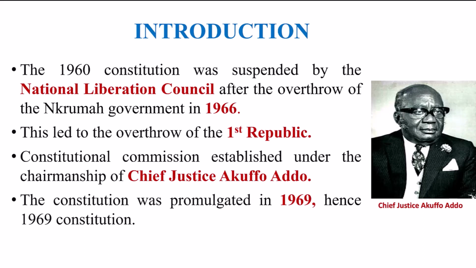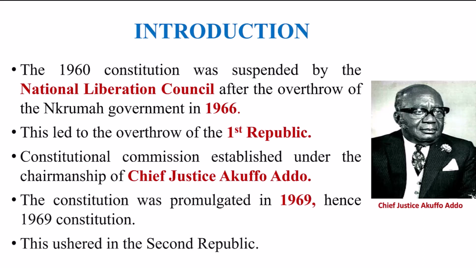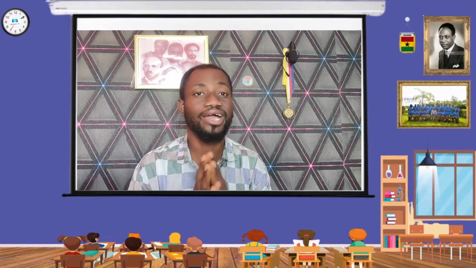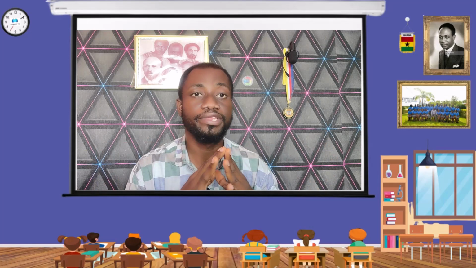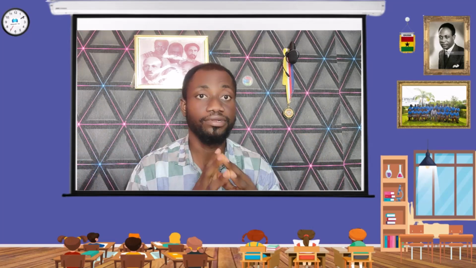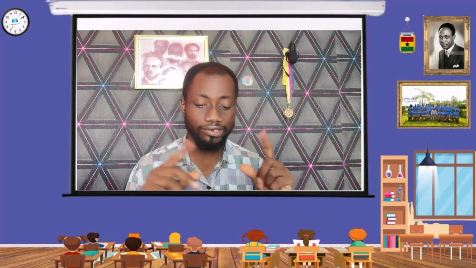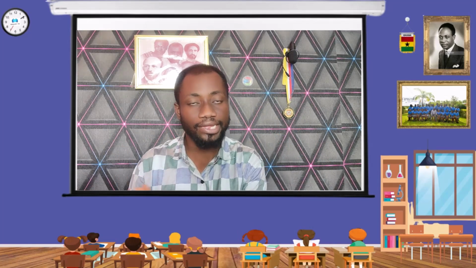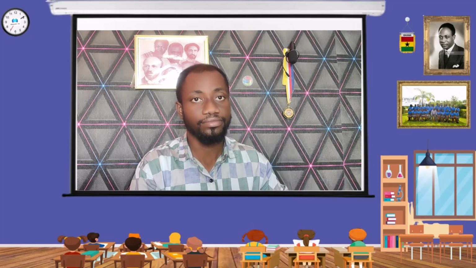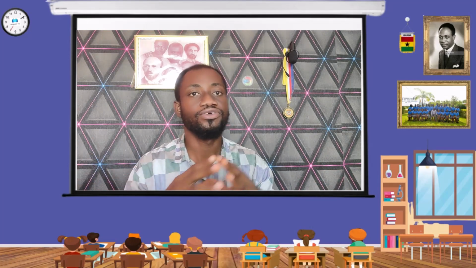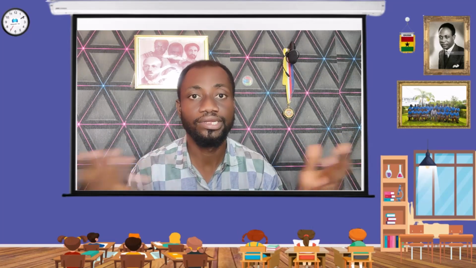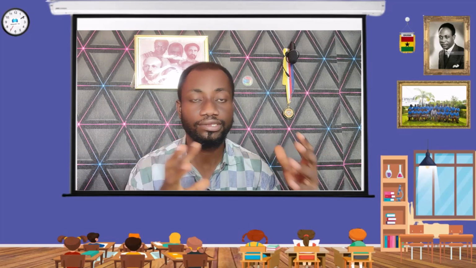That is why the Constitution is named the 1969 Constitution, because it was promulgated in 1969, and that ushered in the Second Republic. Now, this Constitution is quite different from the other constitutions that we have talked about, mainly because it provided for two offices in the executive. We had the Prime Minister, and then we also had the presidency. The Prime Minister was the head of government, while the president was the head of state, for ceremonies and other things.